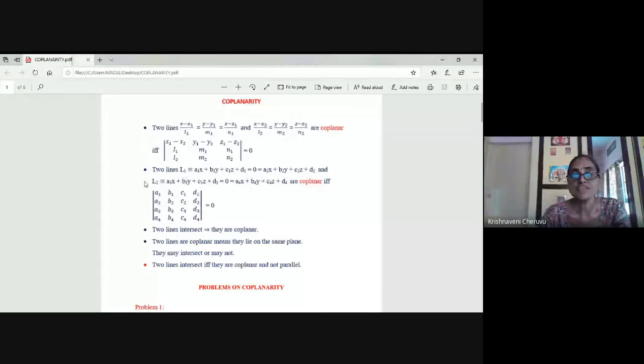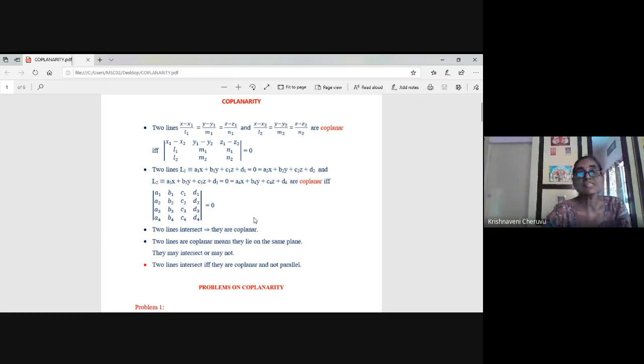Now in the second formula, you are given two lines in the unsymmetrical form. How do we check that these two lines are coplanar? This is what you have to do. The determinant of all the coefficients, you must write the coefficients of the planes: A1, B1, C1, D1, A2, B2, C2, D2, A3, B3, C3, D3, A4, B4, C4, D4.